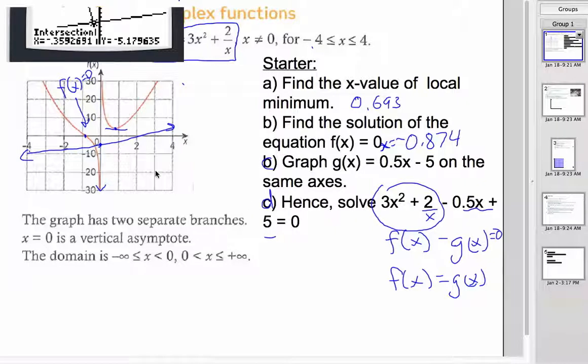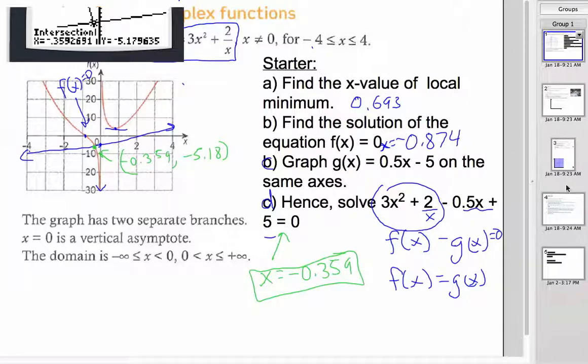So that point is negative 0.359, comma, negative 5.18. So your solution to this equation, notice there's no y in this equation. The solution is just the x value at the point of intersection. So your solution is x equals negative 0.359.